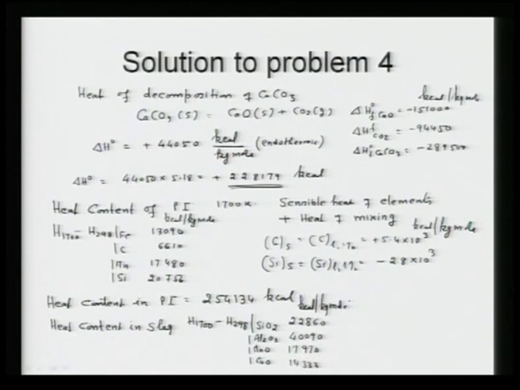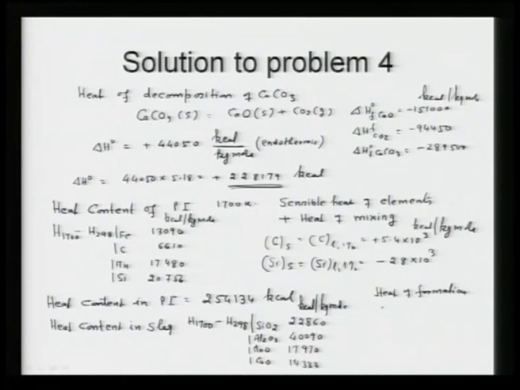Now, normally in this calculation of the heat content of slag, one has to take into account the heat of formation of slag. On the basis, say if you assume in this particular problem that all CaO, that is 5.18 kg moles of CaO, is present in the form of 2 CaO SiO2.